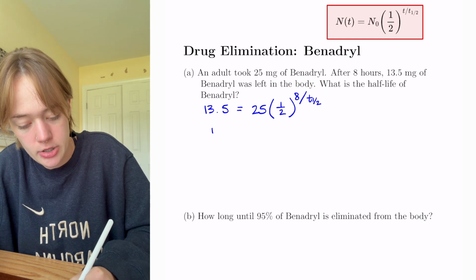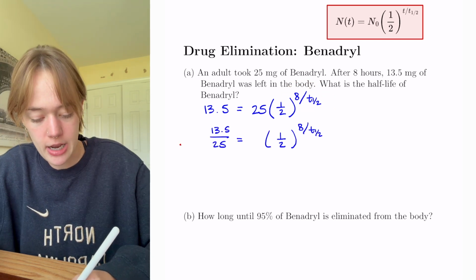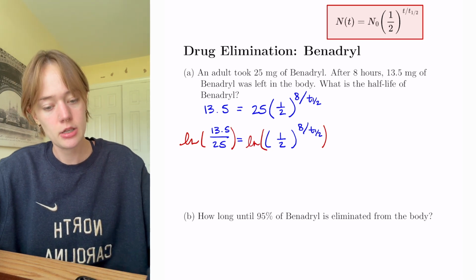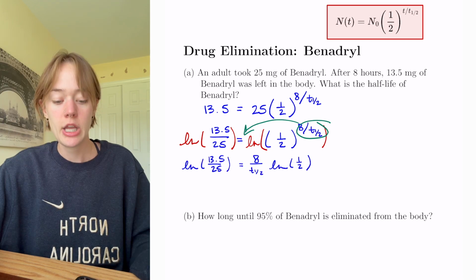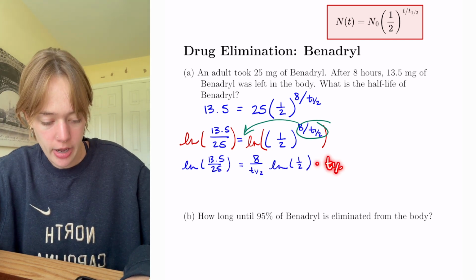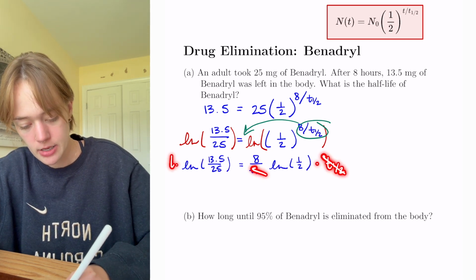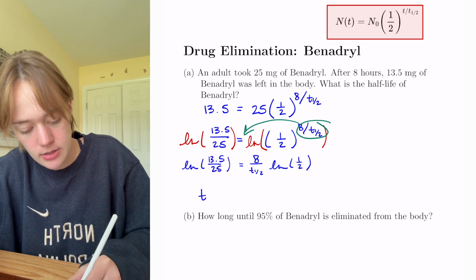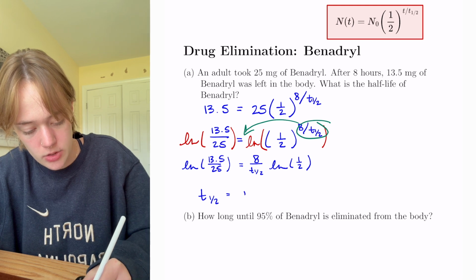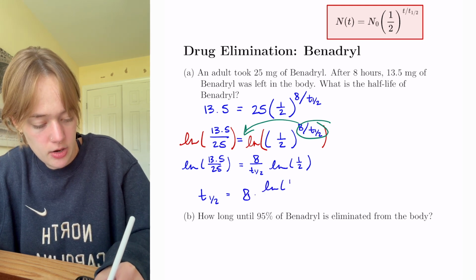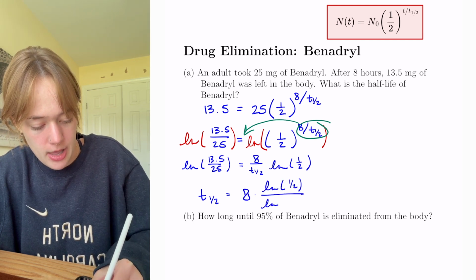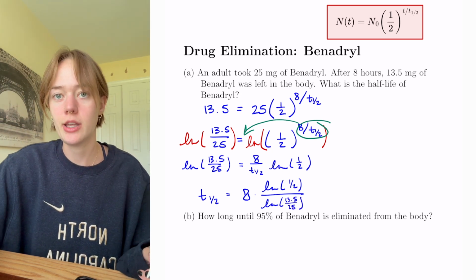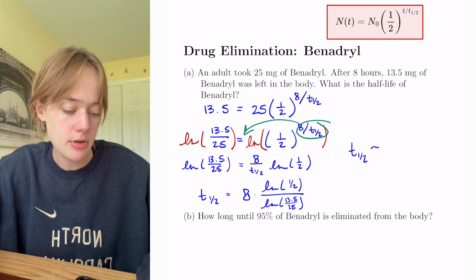So let's first divide by 25 on both sides. We'll take the natural logarithm on both sides, or whatever logarithm your heart desires, and then we'll pull down that exponent. And now, how about we multiply by our half-life on both sides, and then divide by this ln quantity on both sides. That's going to give us that t 1/2 is equal to 8 times ln of 1/2 over ln of 13.5 over 25, and we chuck that in a calculator. That's going to give us a half-life of approximately 9 hours.